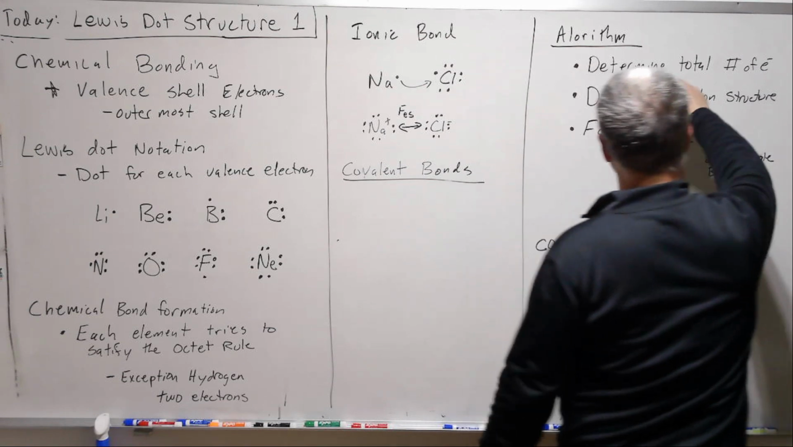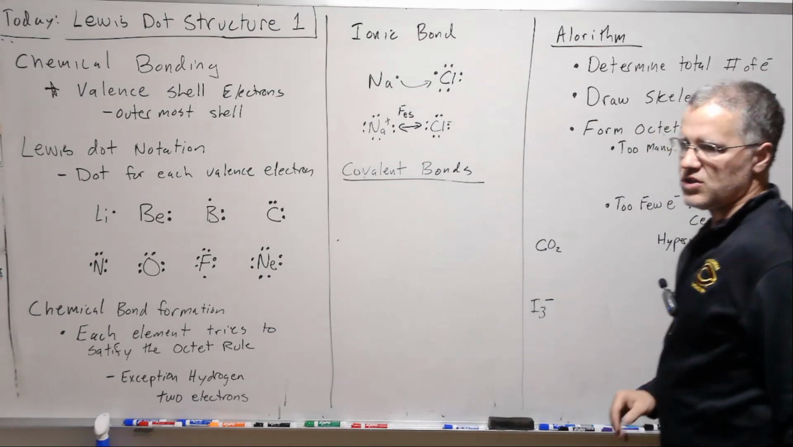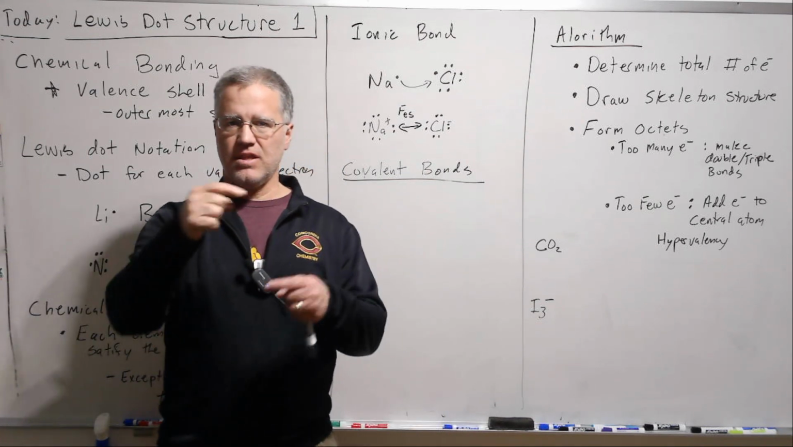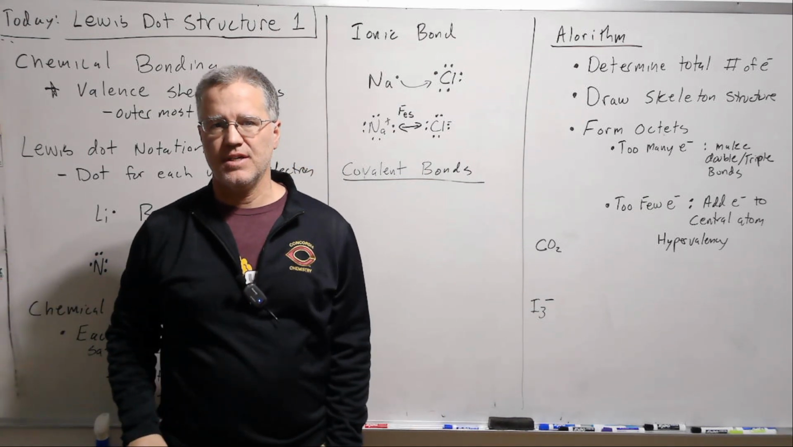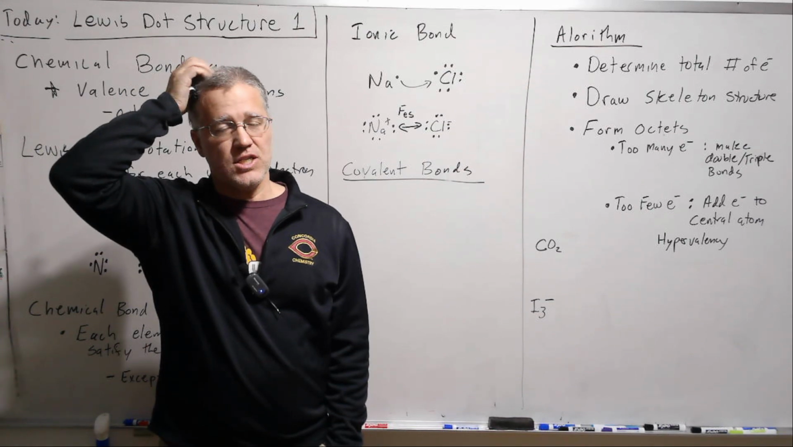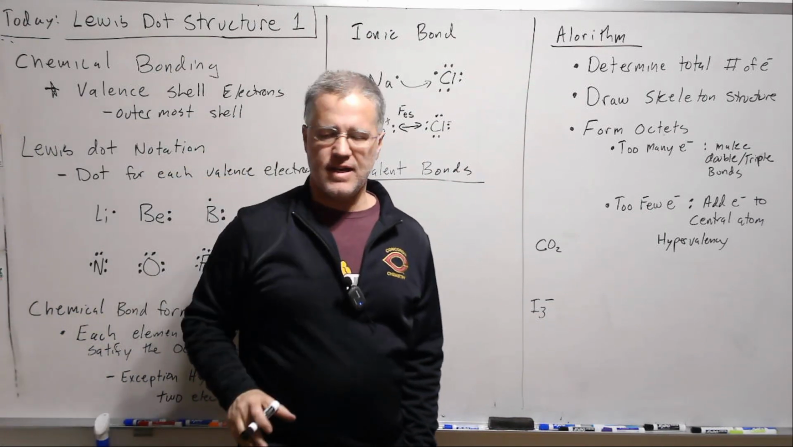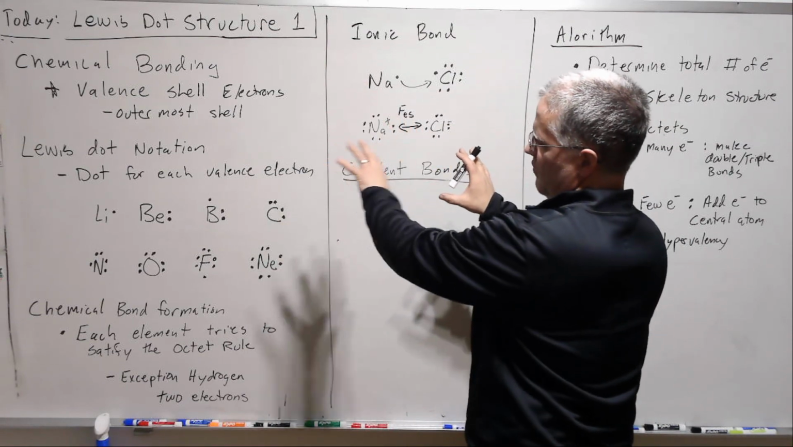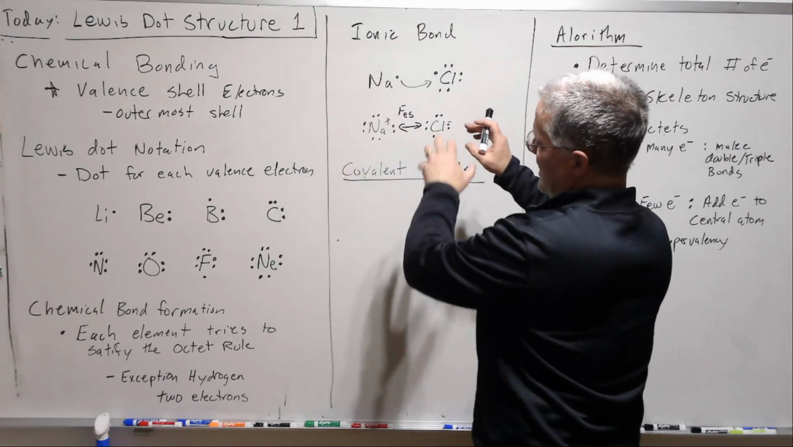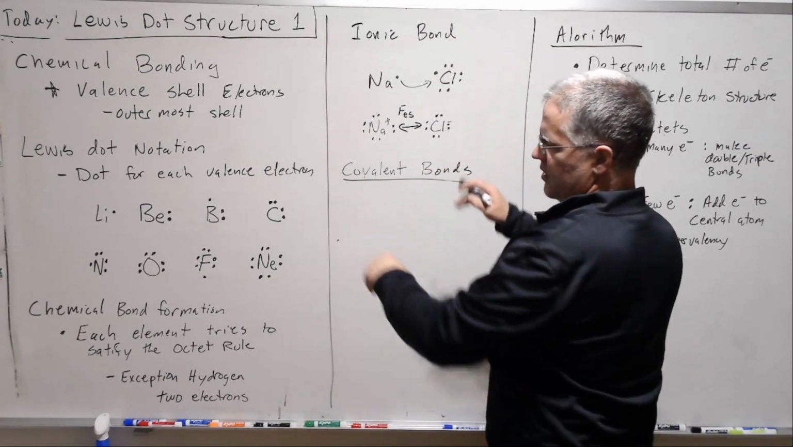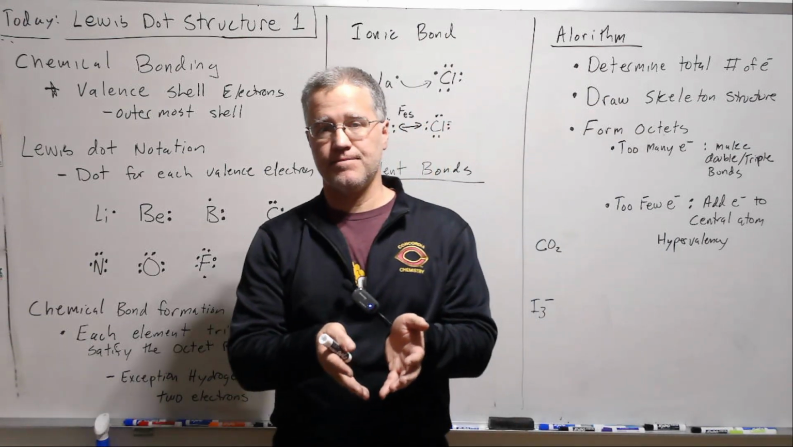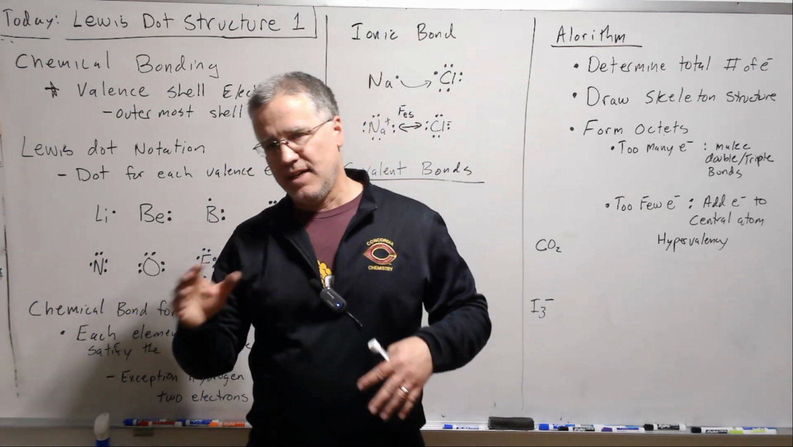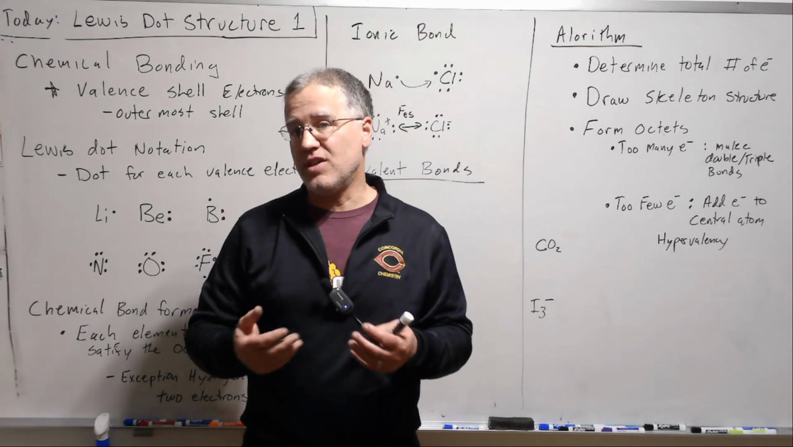So we determine the number of electrons. Then we draw what's called a skeleton structure. So in this skeleton structure, we connect everything with single bonds. Generally speaking, if we're looking at the periodic table, those that are down or over will tend to be the central atom, and then the others will be the peripheral. And that's generally true unless things are with themselves.